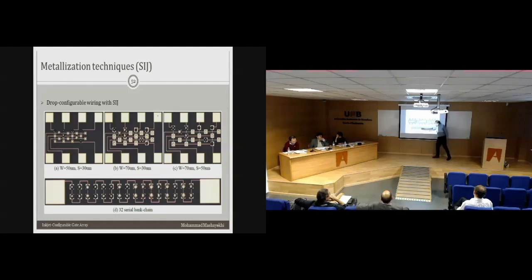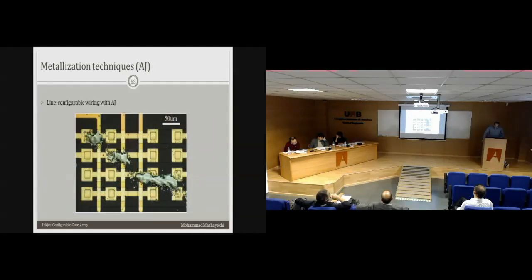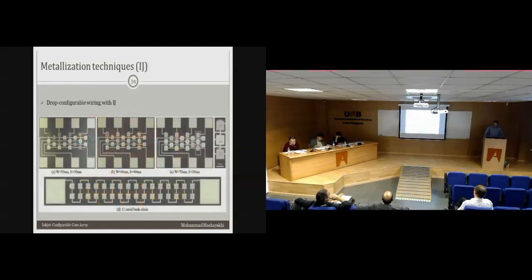And also for the 32 serial bank chain, we see that all the wires and all the drops are placed accurately. We also used aerosol jet, which did not give the best results because of its continuous printing nature. As you see, there are some spreads all over the substrate which cause some failures, and we only use that for line configurable structures. And finally, we use the inkjet, which shows very nice results for drop configurable structures with different width and spacing. And as you see, the drops are printed very accurately on top of the banks.